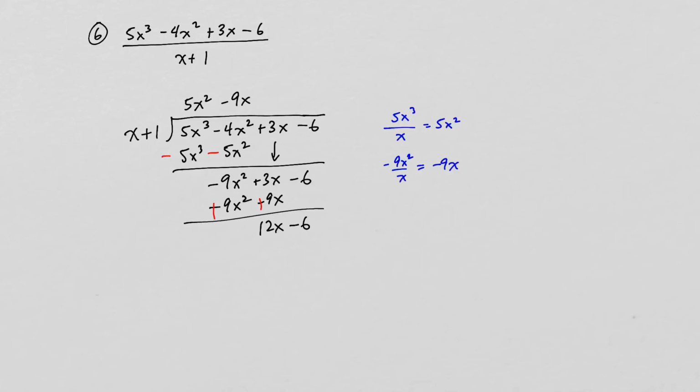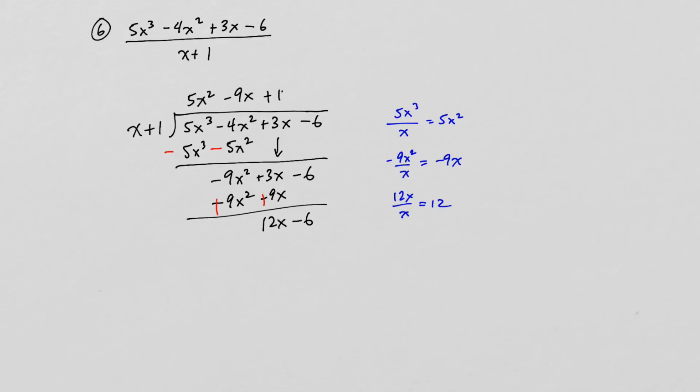Almost done. Repeat the process. 12x divided by x is positive 12. 12 times x is 12x. 12 times 1 is 12. Subtract or change the signs, and we end up with negative 18.